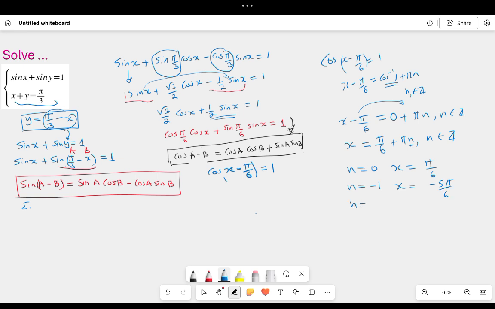If n is equal to 1, our x is going to be 7 pi over 6, and so on. We can have as many solutions as we want. But if our focus is a solution within the first quadrant, then we are going to pick this one here.